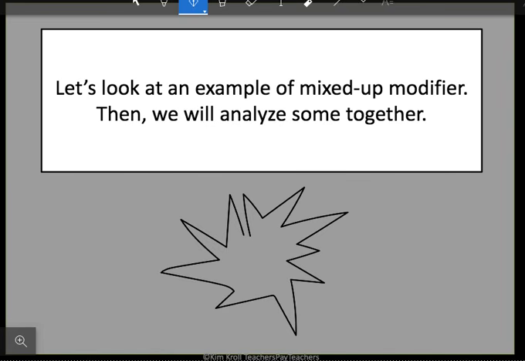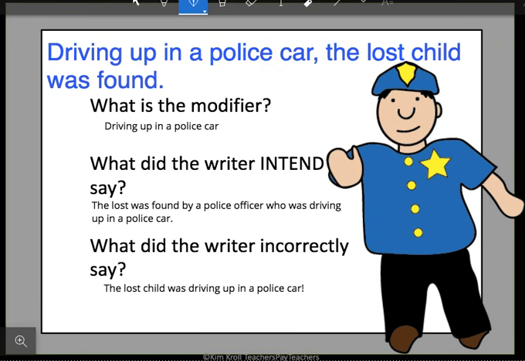So we're going to look at a couple more examples. So make sure you're copying things into your notes so you have these examples to look at later. So, driving up in a police car, the lost child was found. What is the modifier? Well, driving up in a police car. This is an unnecessary description that just makes the sentence more specific.